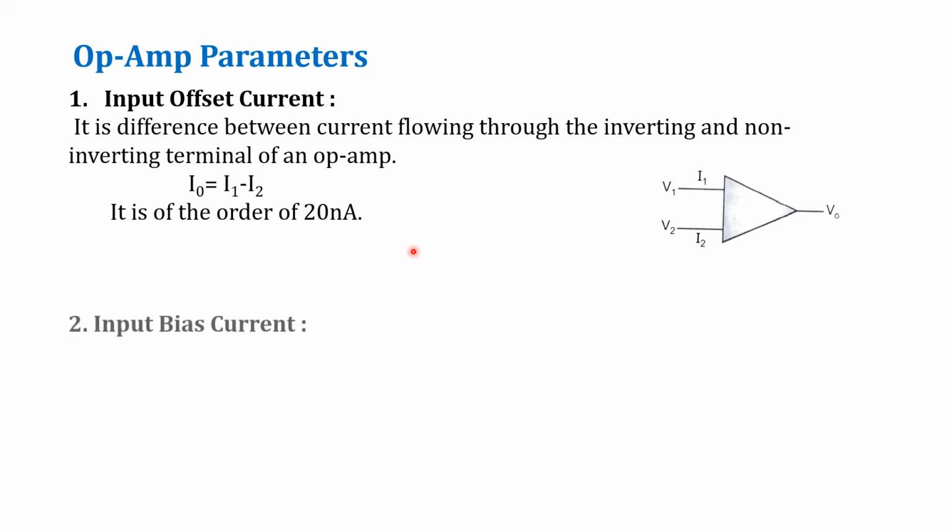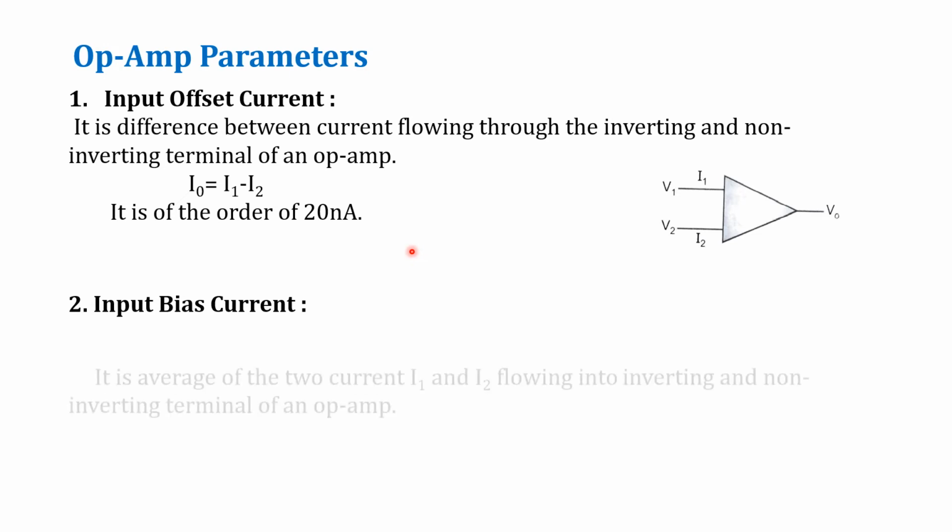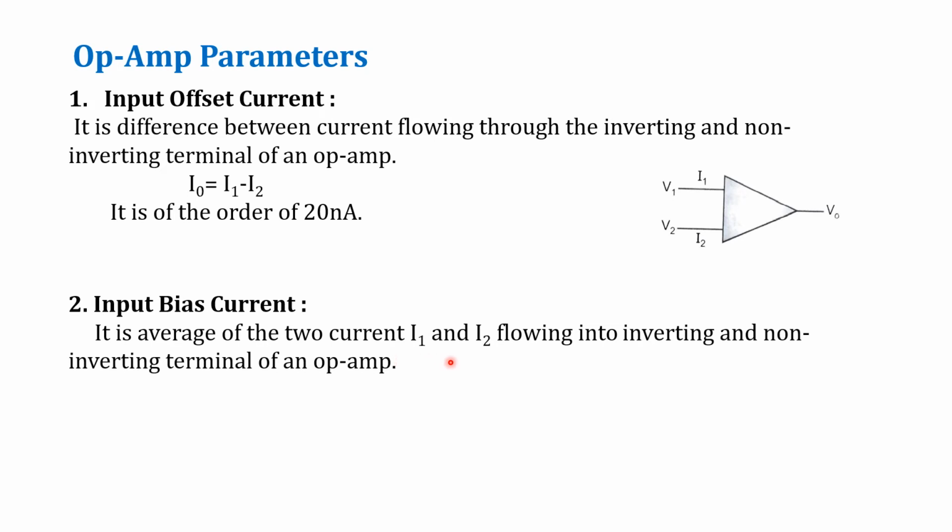Another parameter is input bias current. The input bias current is the average of the two currents, I1 and I2, flowing into the inverting and non-inverting terminals of an operational amplifier. Therefore, we take the average value, I1 plus I2 divided by 2. Such an average current flowing across the two inputs is known as input bias current, and it is of the order of 80 nanoampere.